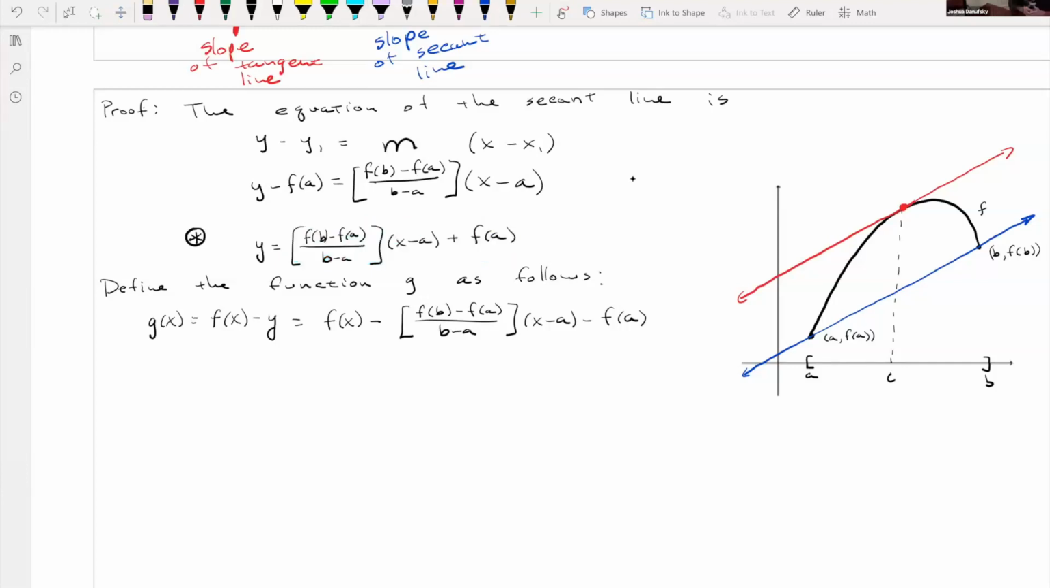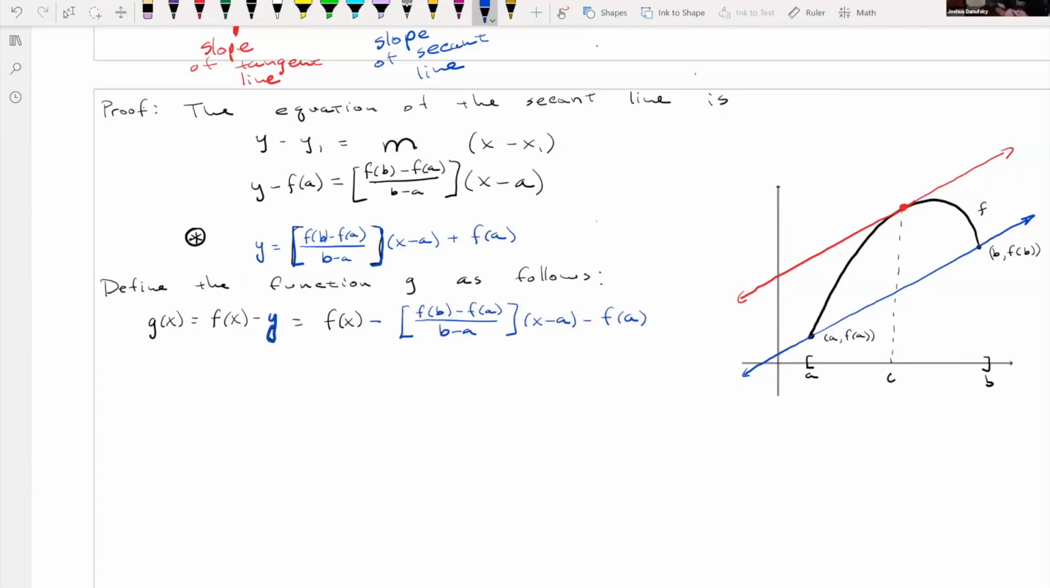So what we have so far is we wrote the equation of our secant line. Then we came up with a new function, which we're defining to be the black function in your picture minus the blue function, the secant line. As a matter of fact, let's go ahead and make it blue, just so it's clear. This guy right here is blue. And basically, right here, we're subtracting off blue. And that's what y is.